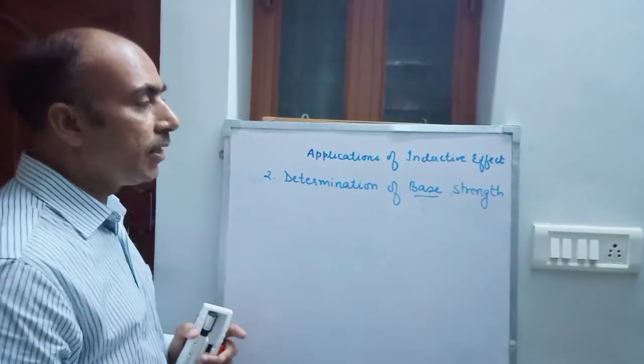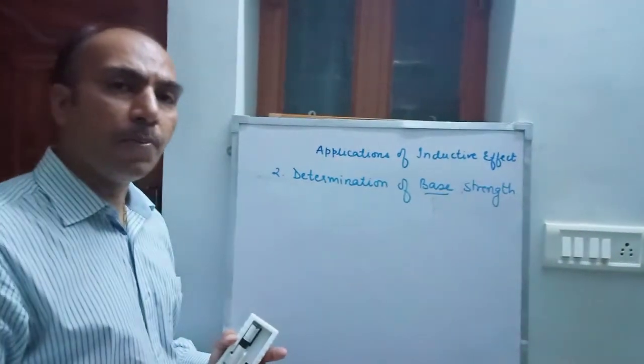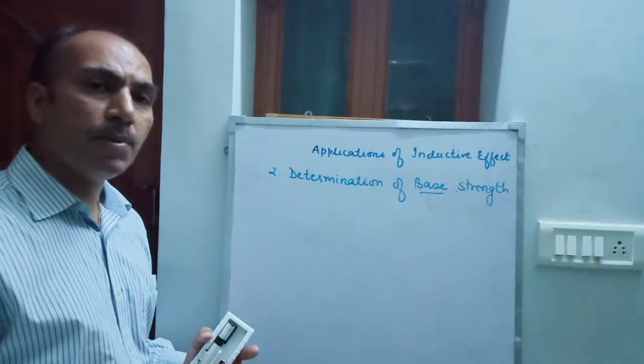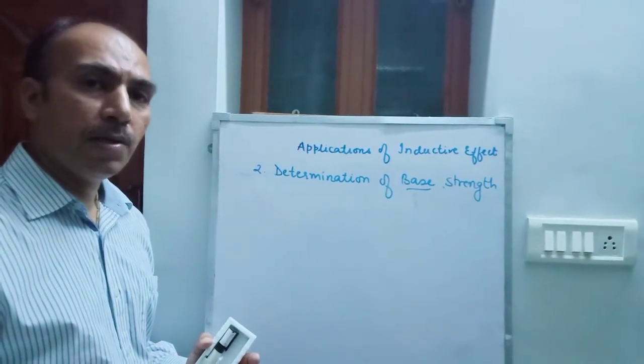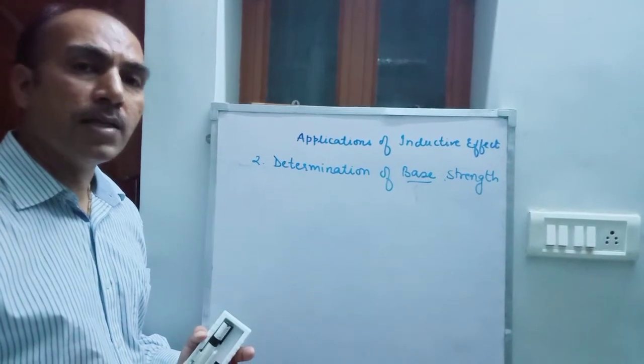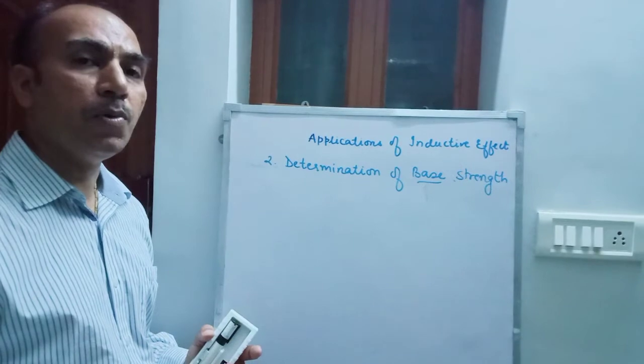And how is the strength being measured? The strength can be measured in terms of Kb or pKb value. Higher the Kb, that is base dissociation constant, stronger is the base. But in terms of pKb, as it is negative logarithm of Kb, lower the pKb value, stronger will be the base.